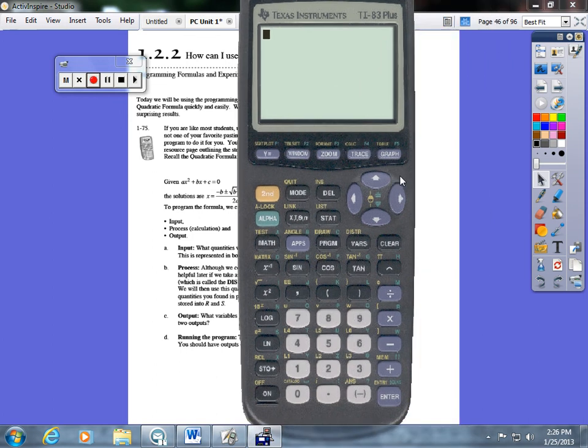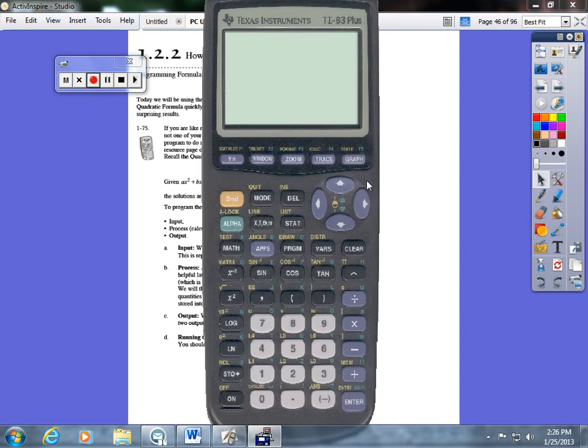Not much out of the book here, so mainly just paying attention to the calculator, trying to follow along and download this program. So here we go, starting off, program, new. Okay, create a new program. We're going to name it quad form. Okay, so you've got to spell that out there. We're going to go Q, U.